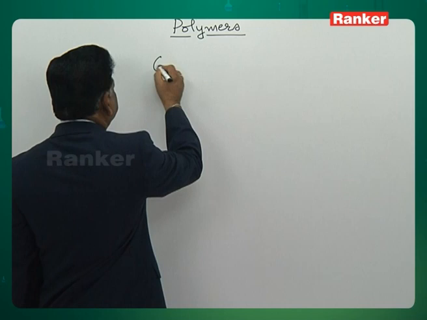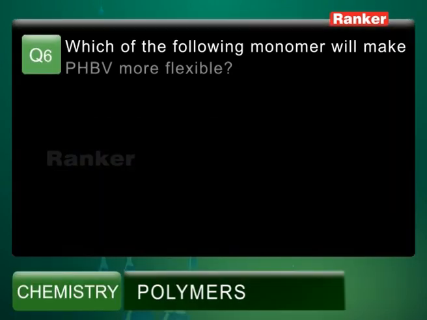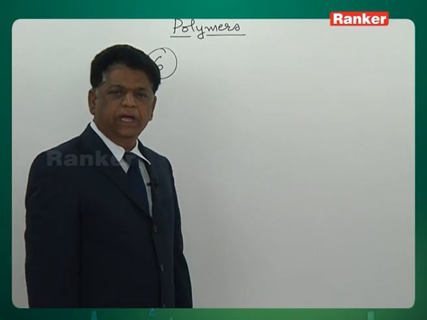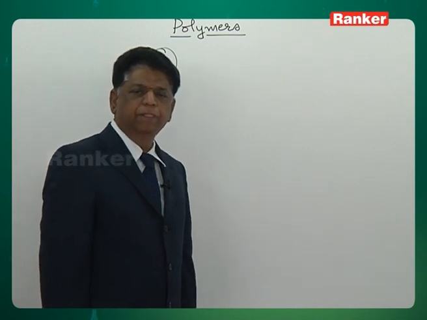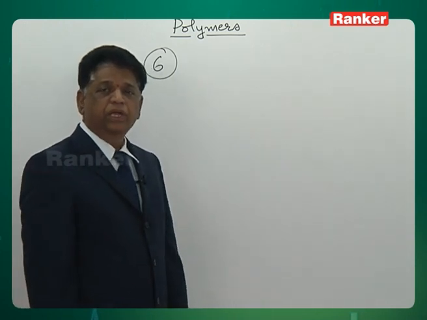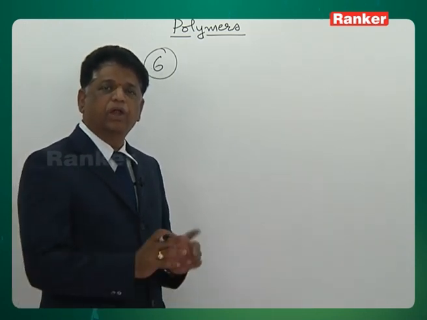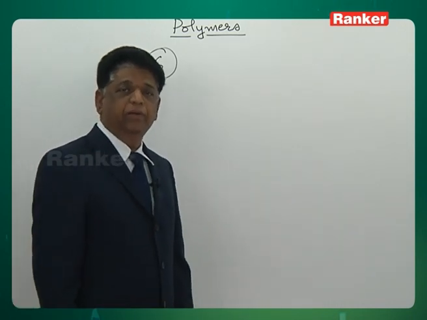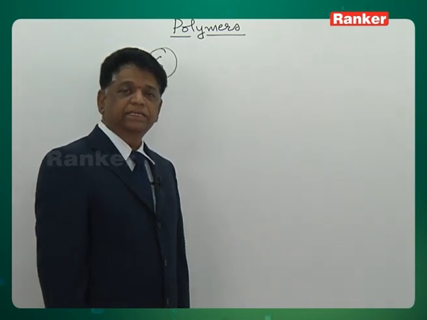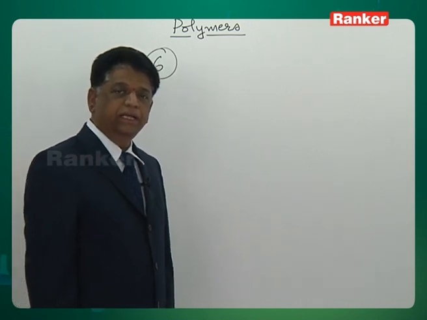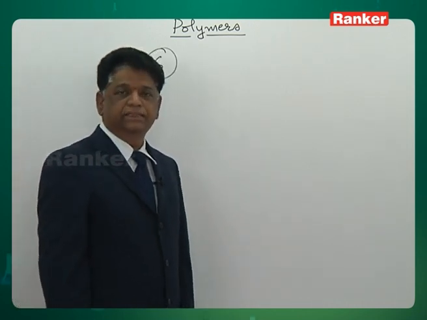Question number 6. Which of the following monomers will make PHBV more flexible? PHBV is a biodegradable polymer, polyhydroxy, that is poly beta hydroxy butyrate and valerate. These two components go on alternately polymerizing to give the big polymer, which is biodegradable because it is a simple ester that hydrolyzes quickly. Biological enzymes can hydrolyze these esters quickly.